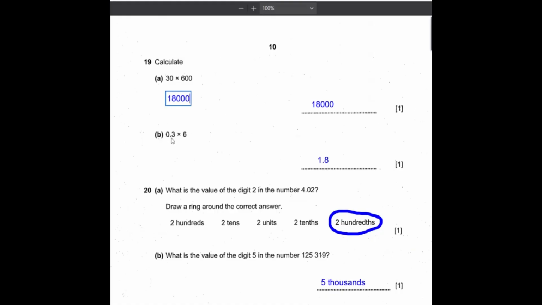Okay, when you say 0.3 multiplied by 6, when it has a decimal point, you multiply the 3 by 6 normally. 3 times 6 is equal to 18. And there's only one digit after the decimal point. You put the decimal point after one digit. It's going to be 1.8. That's it.